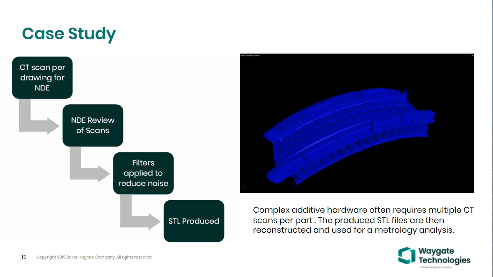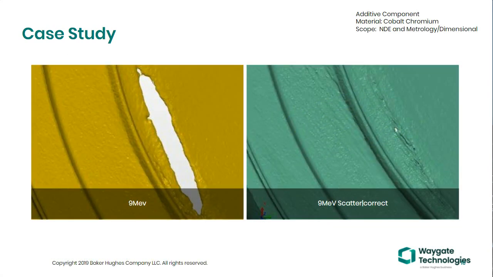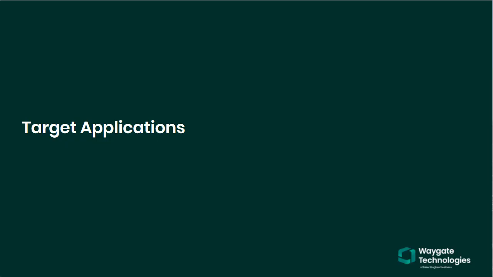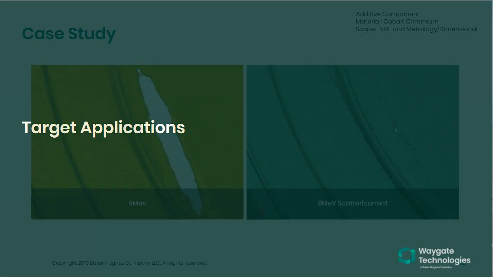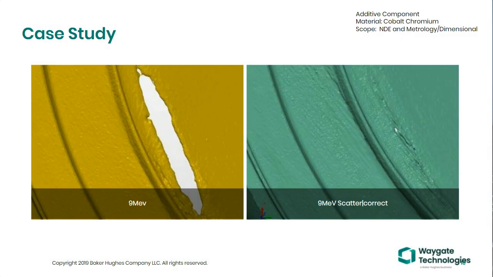I showed that earlier. Here's another example of that, the difference between 9 MeV and 9 MeV with scatter correction, and the ability to look at those surfaces and do the analysis on those surfaces. All right, that went backwards there.